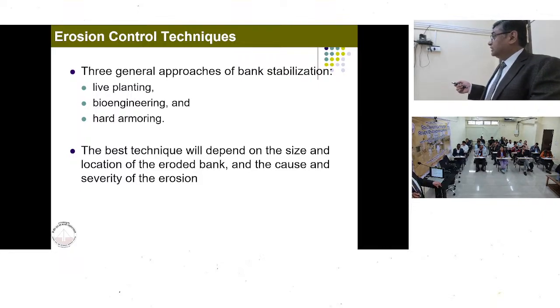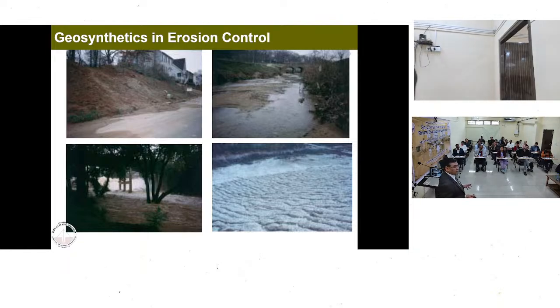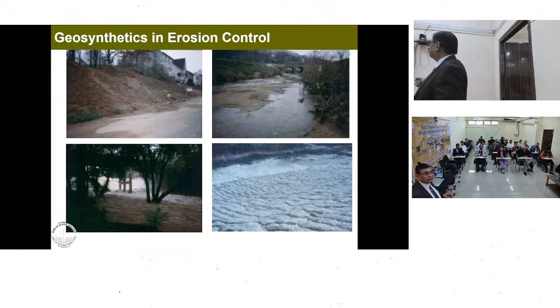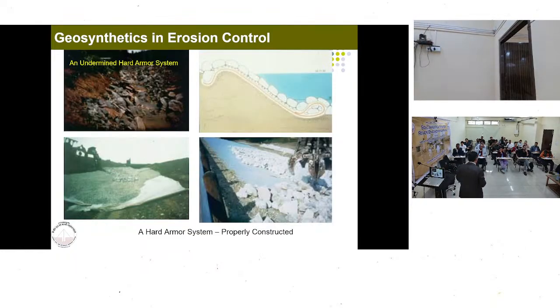So it will depend upon the size, location, and the cause and severity of the erosion. This is an example wherein I try to emphasize how we can use geosynthetic material in erosion control. Suppose this is a bank which is eroded. Ultimately, a lot of movement is there. There are even examples wherein offtakes from the river systems, the offtake canals at barrages, because they had a lower sediment load, resulted in erosion of the canals. You understand?